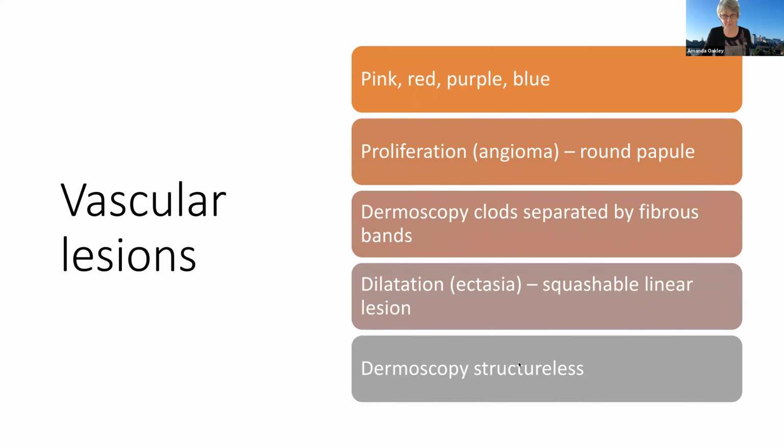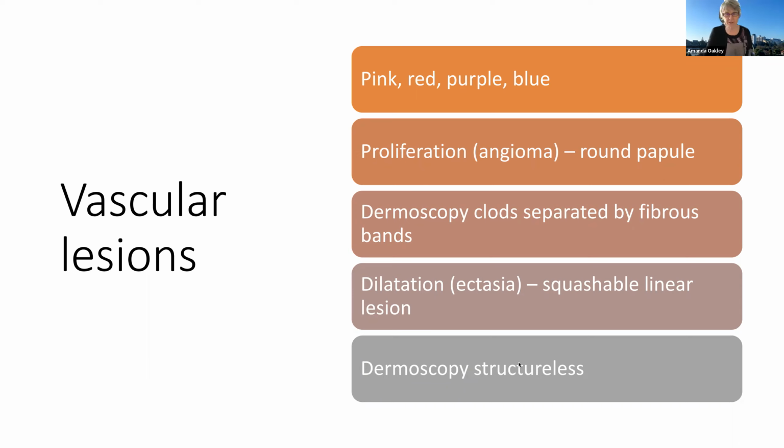Vascular lesions, because they contain blood, are red or pink. But if the blood is deeper in the skin, they may appear purple or even blue. And in that case, they're due to proliferation of the endothelial cells, resulting in papular presentation. They're often multiple. The dermoscopy has several patterns.